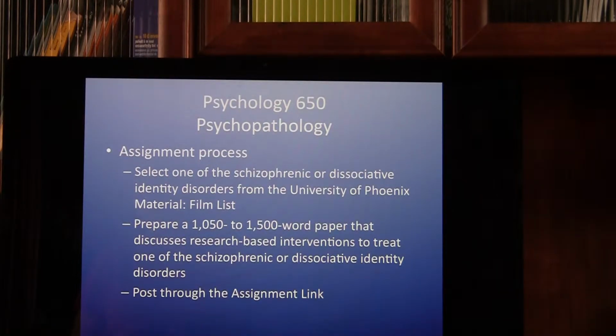This particular assignment asks you to select one of the schizophrenic or dissociative identity disorders from the University of Phoenix material film list. Again, you're going to be looking at either schizophrenic disorders or dissociative identity disorders, not both. And then prepare a 1,050 to 1,500 word paper that discusses research-based interventions to treat one of the schizophrenic or dissociative identity disorders. And as usual, you'll be posting this through the assignment link.